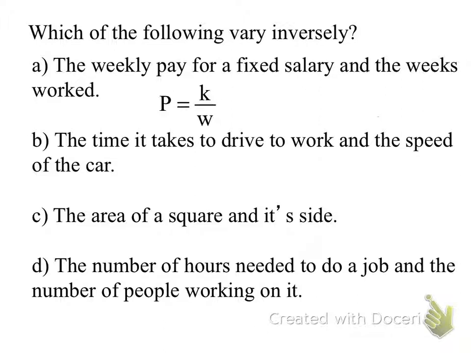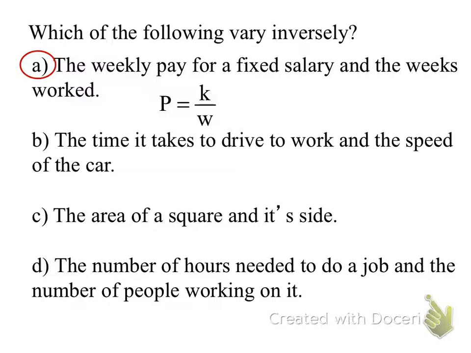So pay is how much your fixed salary is. In 1 week you make all the 100,000, but in 2 weeks you're going to make 50,000 each week. So P is your fixed salary, and the other variable is how many weeks. Okay. The time it takes to drive to work and the speed of the car.